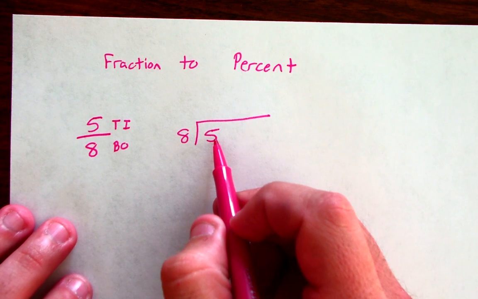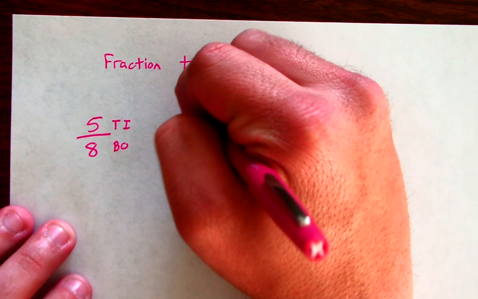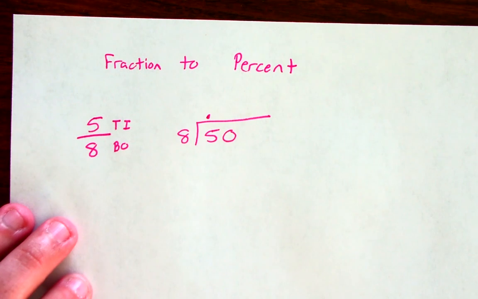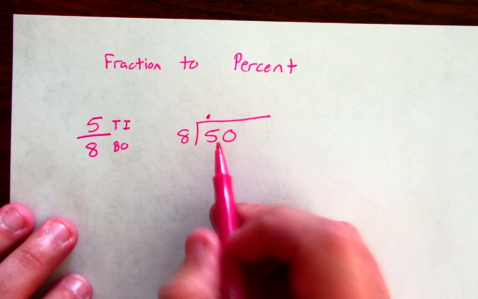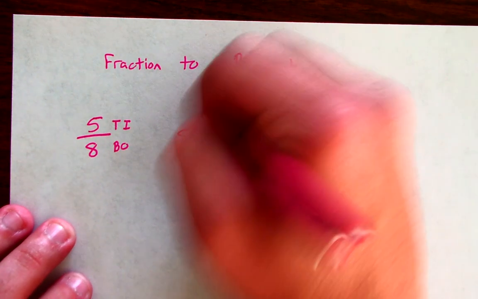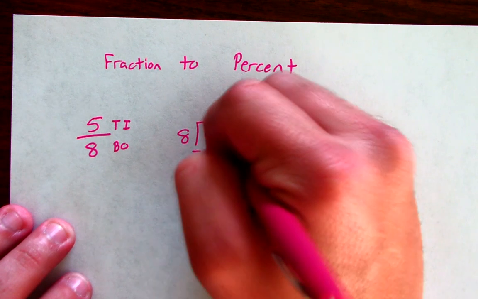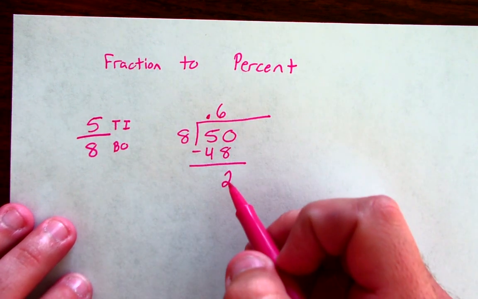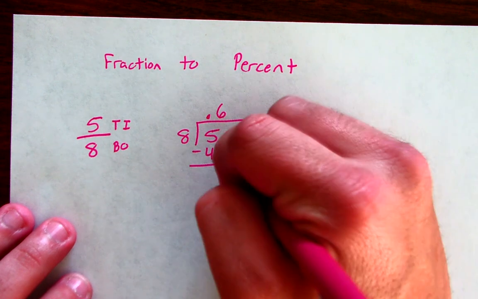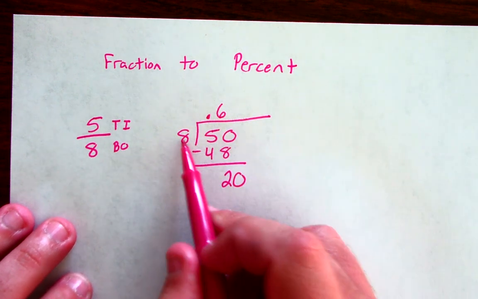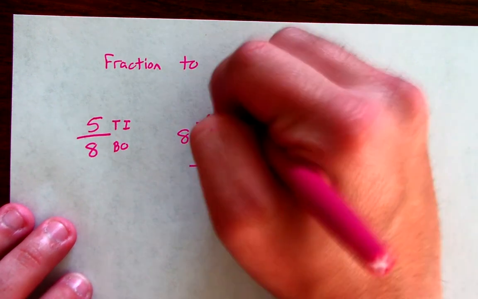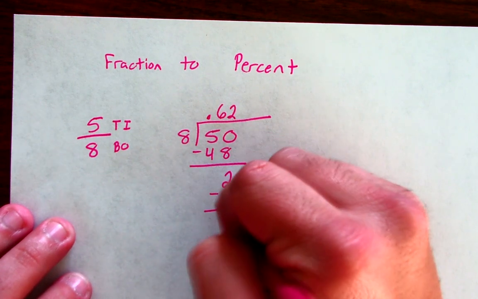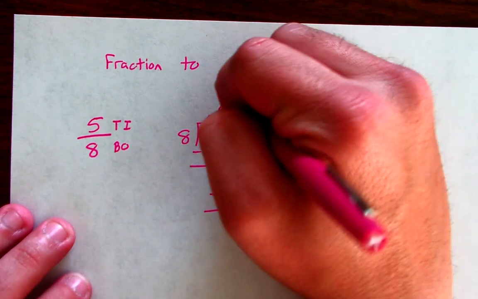Can 8 go into 5? No, it cannot. So add your decimal up top. Add a 0 down here. 8 can go into 50 6 times. Can 8 go into 2? No, it cannot, but since I have a remainder, add a 0. 8 can go into 20 2 times. 8 can go into 4 5 times.